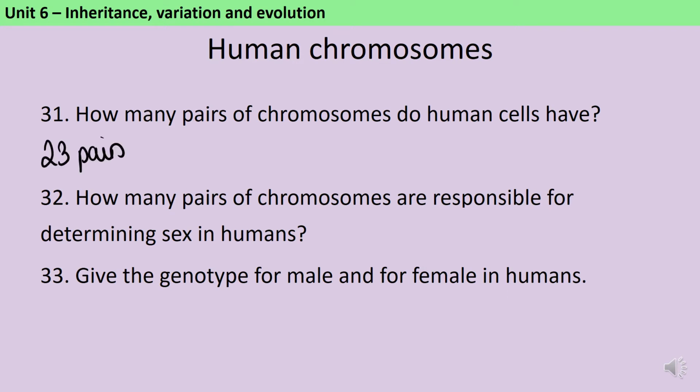With the exception of the gametes, cells in humans contain 23 pairs of chromosomes. But only one of those pairs of chromosomes is concerned with sex determination. In the vast majority of biologically male humans, the genotype is XY, whereas in female humans it will be XX.